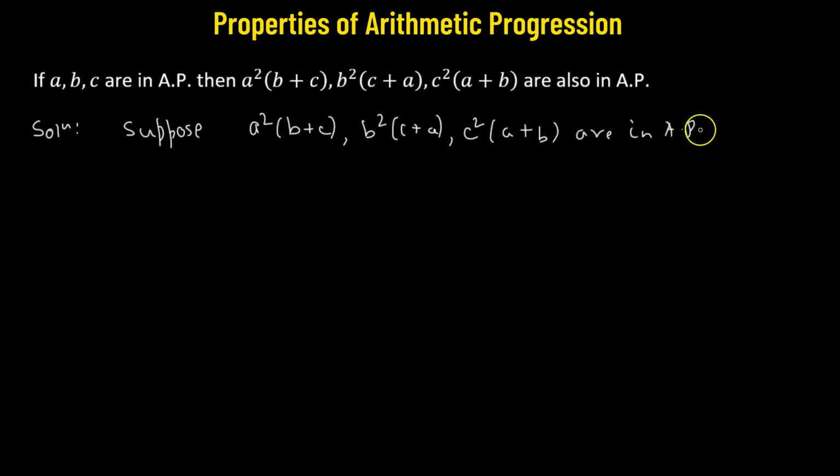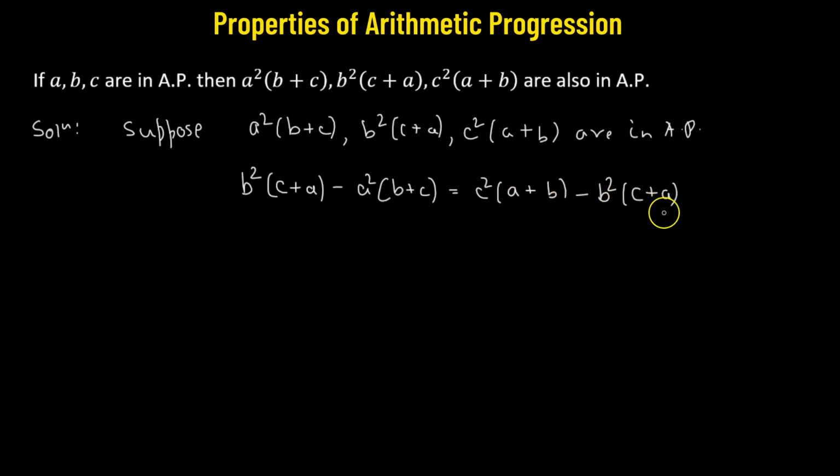And if they're in arithmetic progression, it must mean that the common difference must be the same. That means if we have b squared times c plus a, this is the second term. From here we are going to subtract the first term, then this common difference must be equal to, we'll take the third term, which is c squared times a plus b. From it we subtract the second term, that is b squared times c plus a.